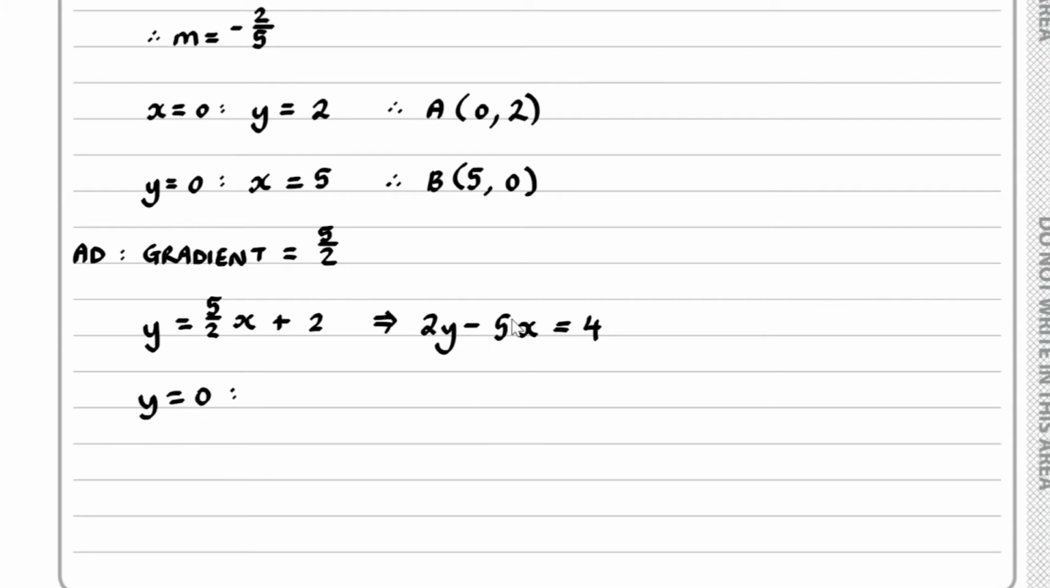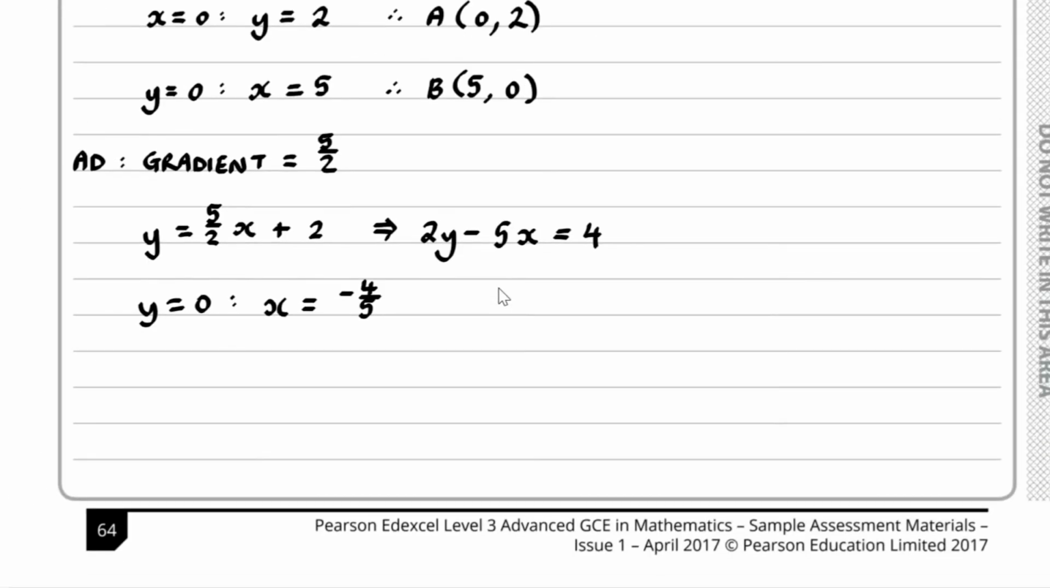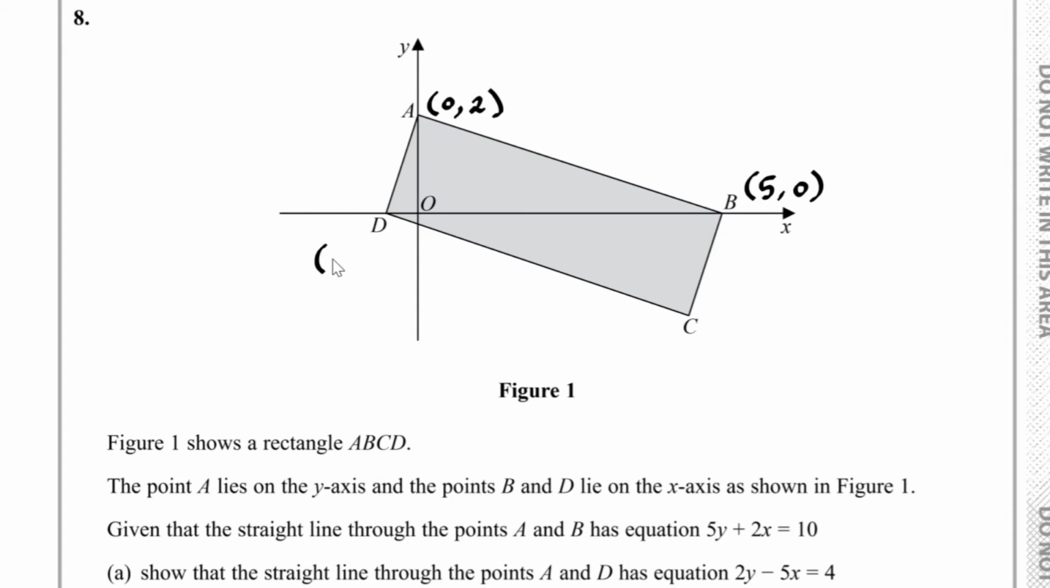Now, when y is equal to 0, we've got minus 5x equals 4. So therefore x is equal to minus 4/5. How does this help us? Well, what we can now do is find out the point D. The point D then would have coordinates minus 4/5, 0.